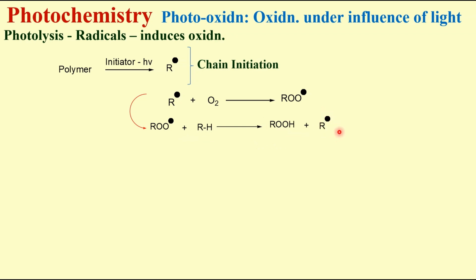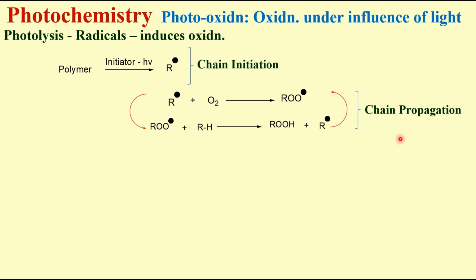The R radical which is formed reacts with oxygen to give peroxy radical. And the peroxy radical which is formed reacts with the polymer, abstracts the hydrogen radical and gives rise to R radical, and the process continues. And the propagation of the reaction takes place. That's why this is considered as chain propagation step.